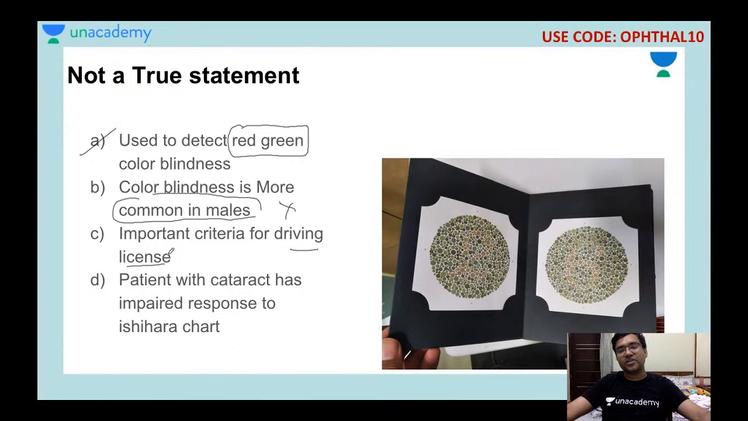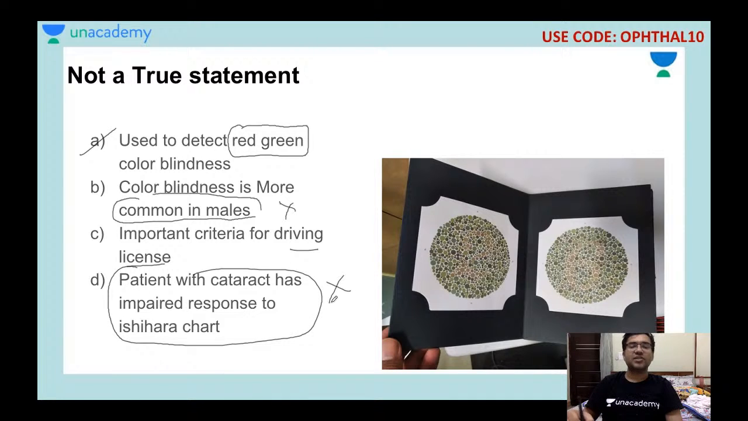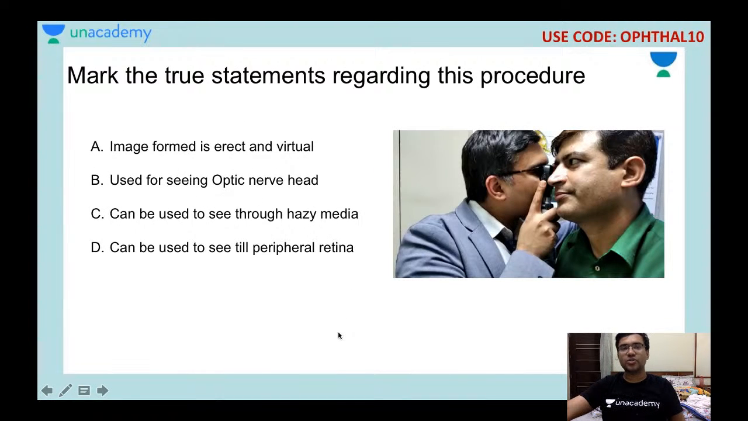Now this type of color vision deficiency is seen more in optic nerve head disorders and it is not seen in cataract or in corneal opacities. Okay, so patient with cataract has impaired response to the Ishihara chart. This is a wrong statement. The patient with cataract has normal response to the Ishihara chart. So the answer here would be D. Is it clear? Chalo. Let's move to our next question.